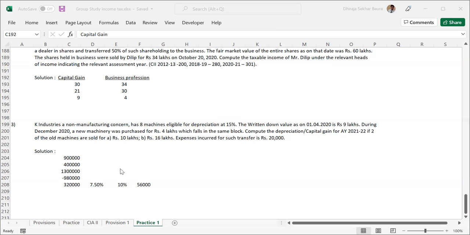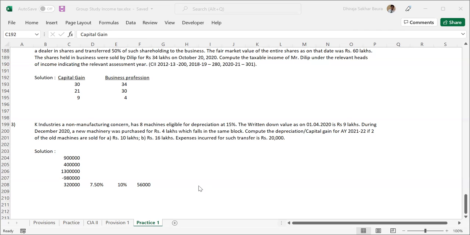Compute the depreciation or capital gain for assessment year 21-22 if 2 of the old machines are sold. There are 2 questions here: A is for 10 lakhs, B is for 16 lakhs. Then the expenses incurred for such transfer are 20,000. Now let's talk about the 10 lakhs first.